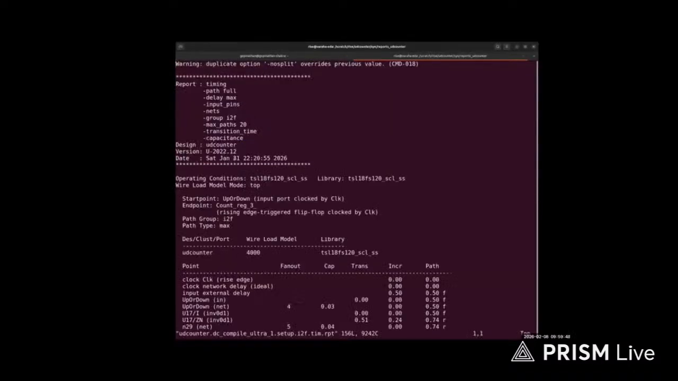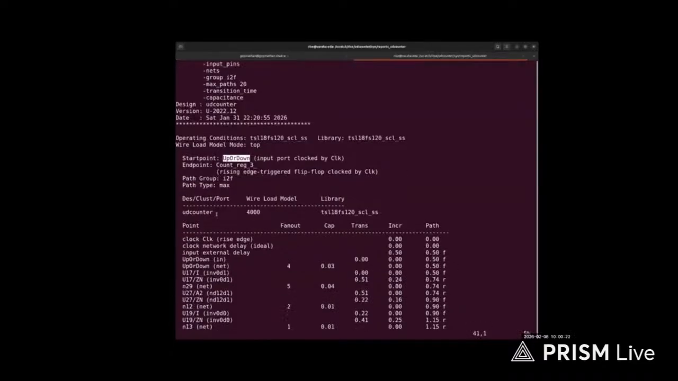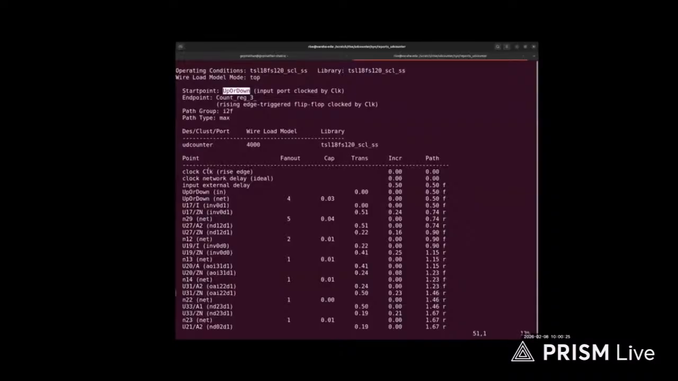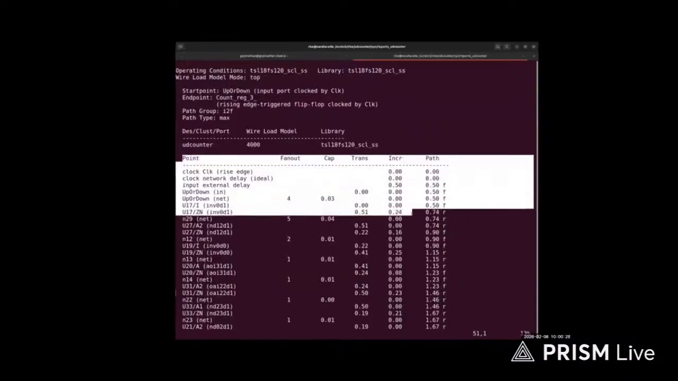Now in this up-down counter, in the input to flop path, you see the start point is an input pin, up or down. And the end point is count reg 3. Count reg 3 is a flop. It says this is a rising edge triggered flip-flop clocked by the pin clock. And your up down is also clocked by the pin clock. So that means for this particular frequency, the input is fed. Now if you come down here, this is the timing path that it is showing.